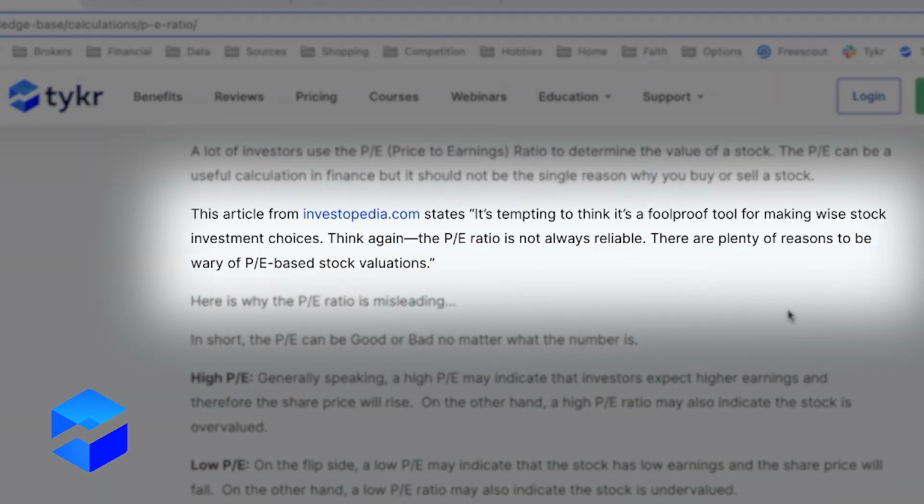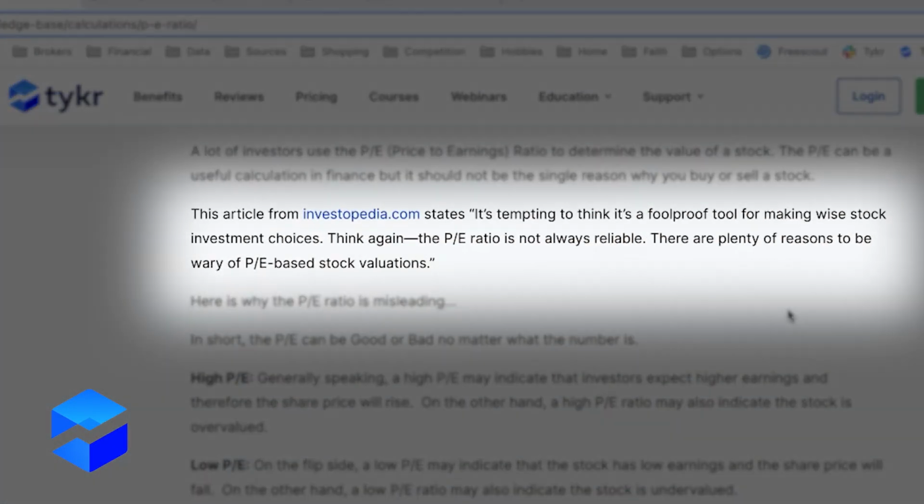So let's get right to it. This is a quote from investopedia.com. It's a great site for learning about investing and learning different investing terms. So they said, it's tempting to think it's a foolproof tool for making wise stock investment choices. Think again, the P/E ratio is not always reliable. There are plenty of reasons to be wary of the P to E based stock valuations.